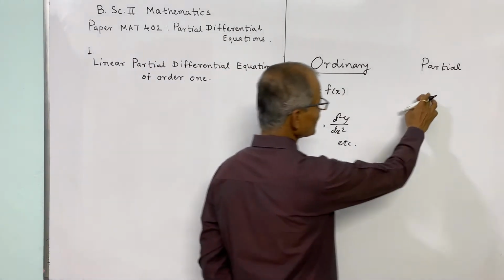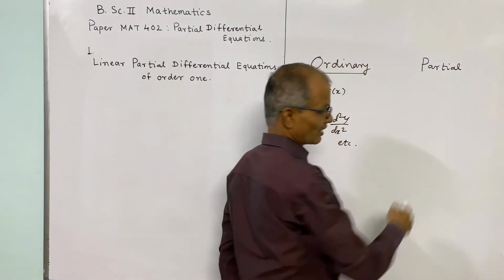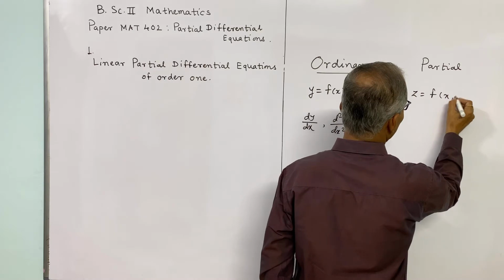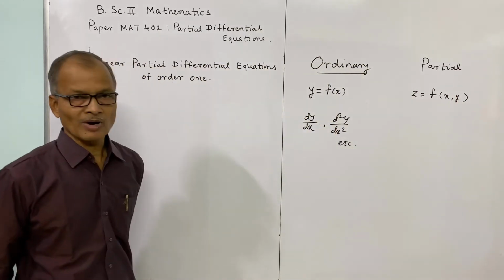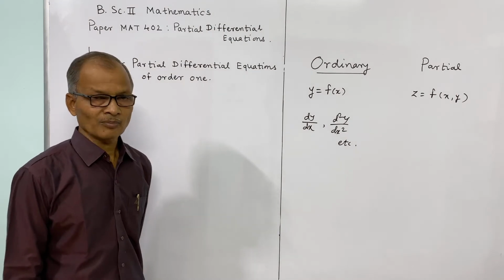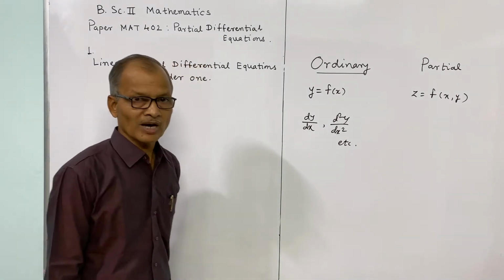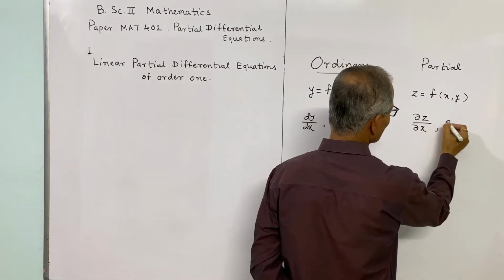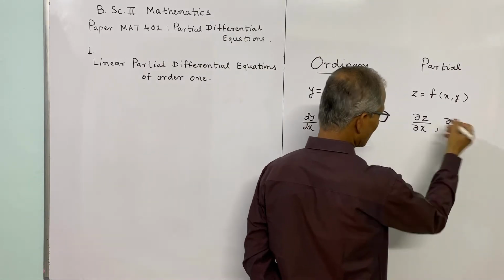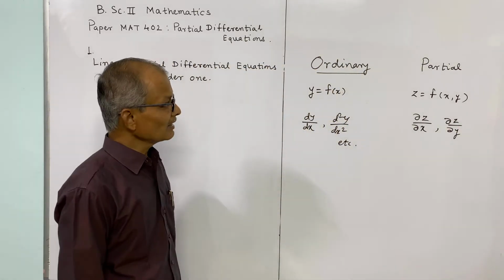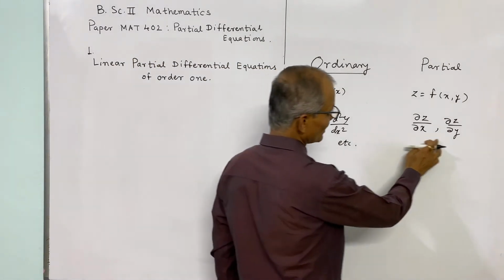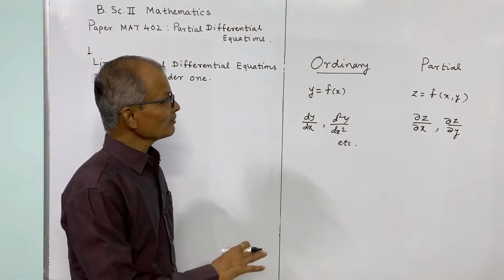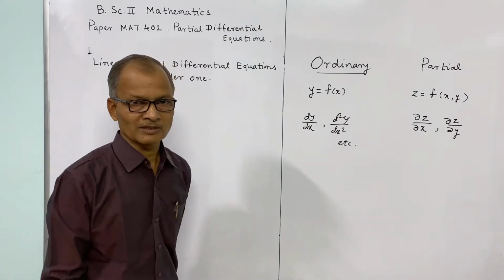But in partial differential equation, there is a function of several variables, more than one variable. For example, if you consider z is a function of x and y, then we have to take the partial derivative of z with respect to x, and partial derivative of z with respect to y. These partial derivatives, or higher order partial derivatives, will be there, and such an equation involving partial derivatives is known as partial differential equation. And the meaning of order is the same for both ordinary and partial differential equation.